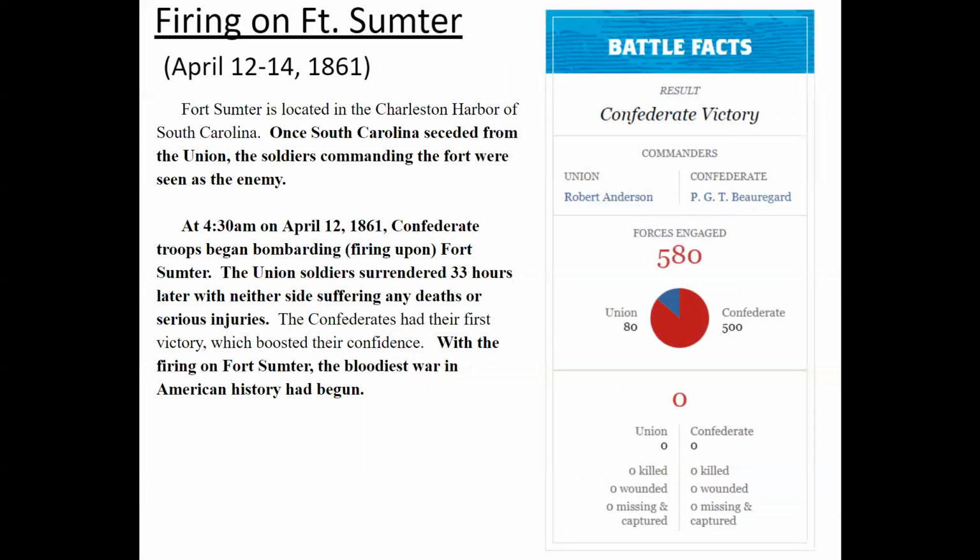Once South Carolina seceded, they wanted to make sure the Union troops inside of Fort Sumter were gone because they viewed them as the enemy. Basically, the Army of the Confederate States of America tells them they need to leave. They say they're not leaving because they're waiting for orders. The Confederates give them a few hours and they don't leave. So the Confederates decide to fire on Fort Sumter. The firing on Fort Sumter leads to the bloodiest war in American history, the Civil War.